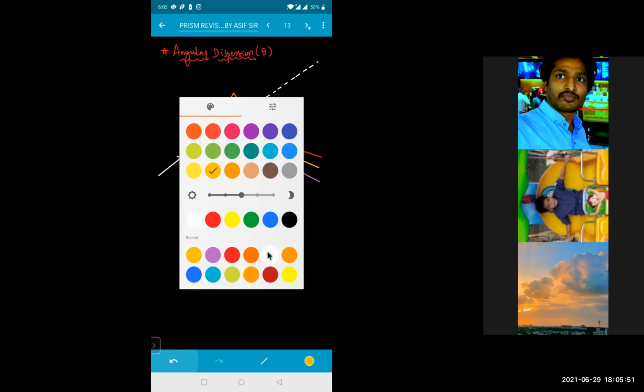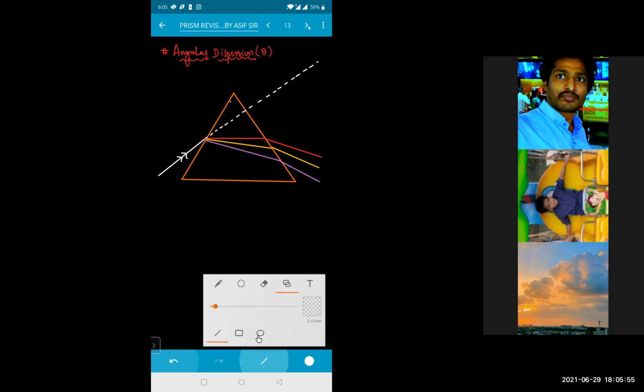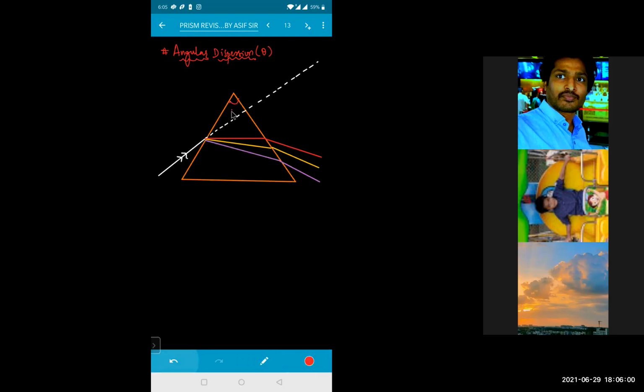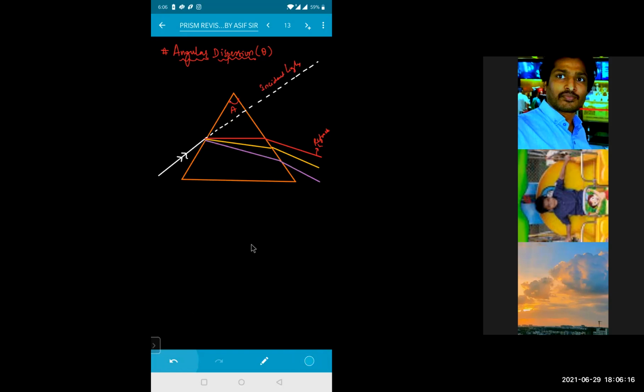Now see, what do you mean by the deviation? Tell me. We learned deviation in the beginning. The angle made by the incident ray with the refracted ray is known as deviation. This is your incident light, and this is your refracted light. So the angle made by the incident ray with the refracted ray is known as deviation. This is your violet, this is your yellow, and this one is your red.